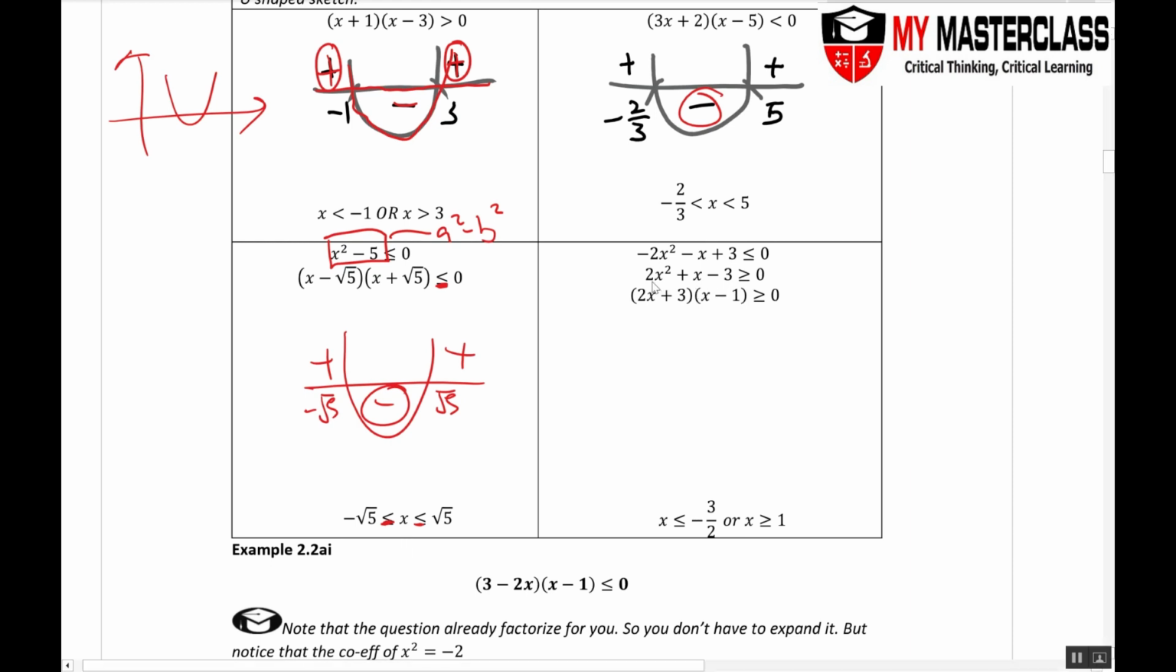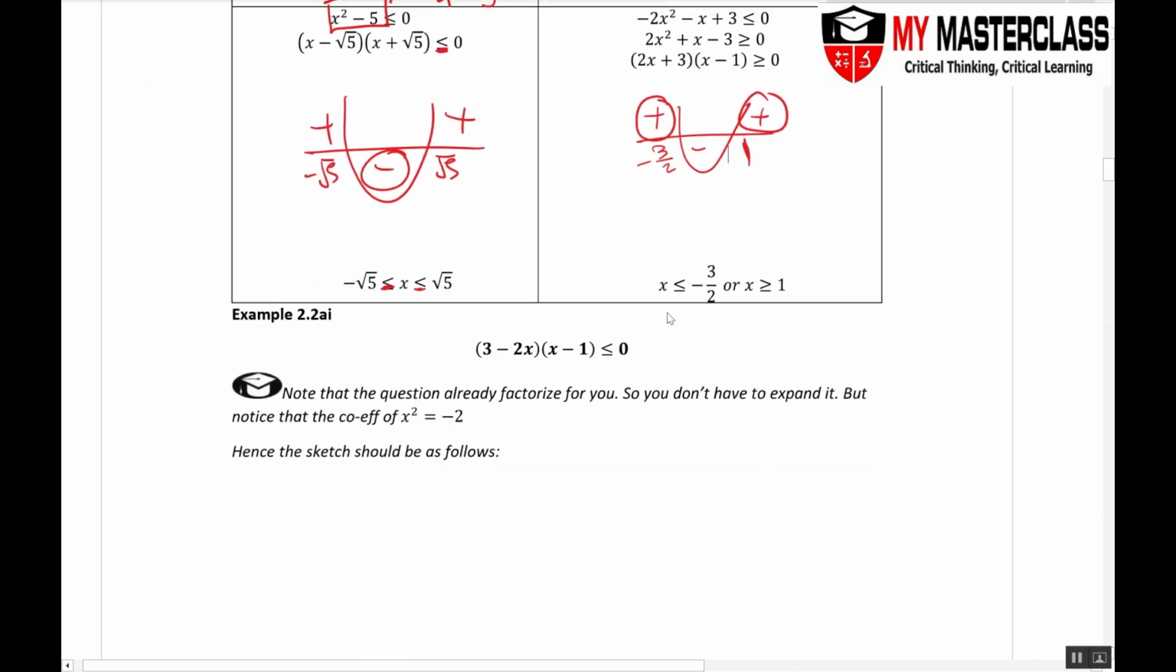After you have done that, do your factorized form of 2x plus 3 and x minus 1. From there, draw out your diagram. Same thing, plus, minus, plus. Your two solutions are minus 3 over 2 and 1. You look at the inequality sign, more than or equals to, which means you take the positive region. When taking a positive region, I always have two extreme ends, which means I should have two values. Because there's the equal sign as well, it will be x less than or equals to minus 3 over 2 or x more than or equals to 1.